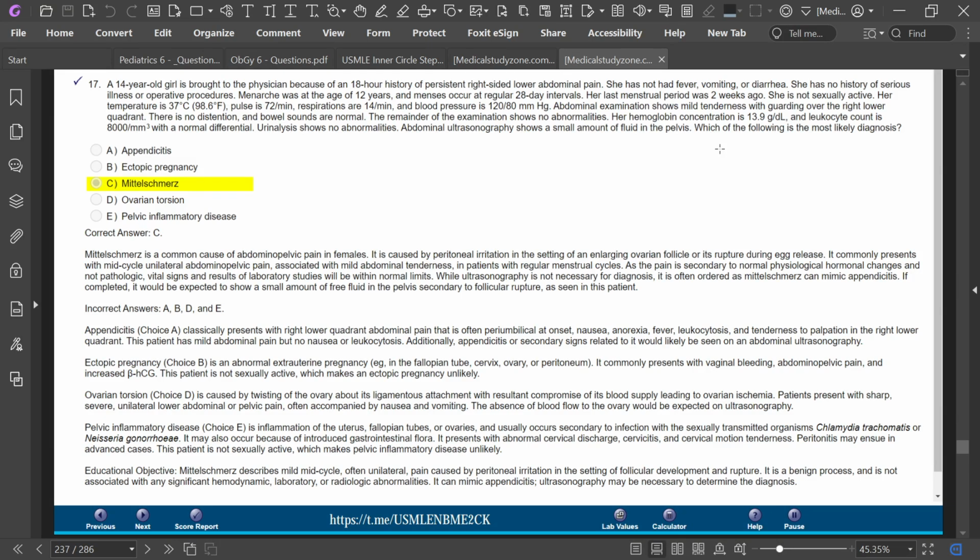Ovarian torsion is caused by twisting of the ovary, often its ligamentous attachment, with resultant compromise of its blood supply, leading to ovarian ischemia. Patients present with sharp, severe unilateral lower abdominal pain accompanied by nausea and vomiting. The absence of blood flow to the ovary would be expected on ultrasonography.